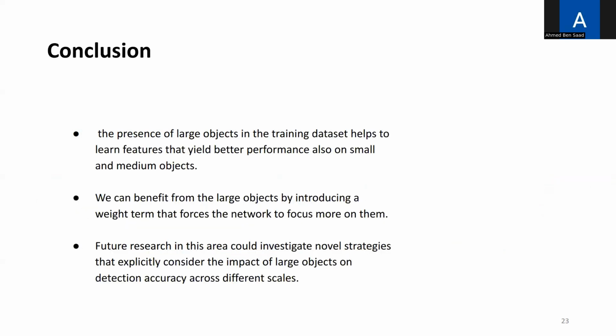As a conclusion, the presence of large objects in the training dataset helps to learn features that yield better performance also on small and medium objects. We can benefit from this by introducing a weighting term that forces the network to focus more on the large objects. Also, future research in this area can investigate novel strategies that may be better at considering the impact of large objects on detection accuracy across different object sizes.